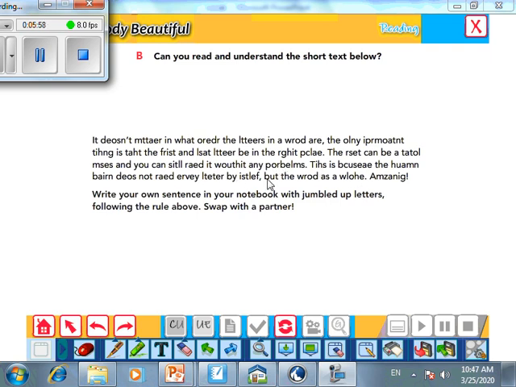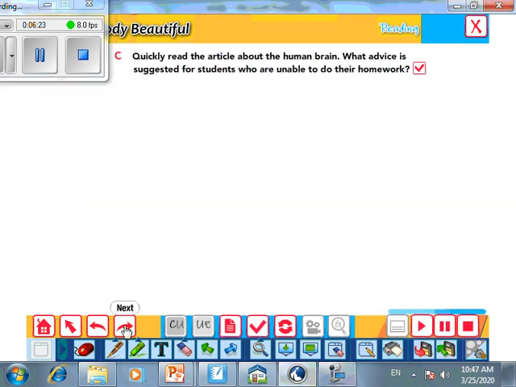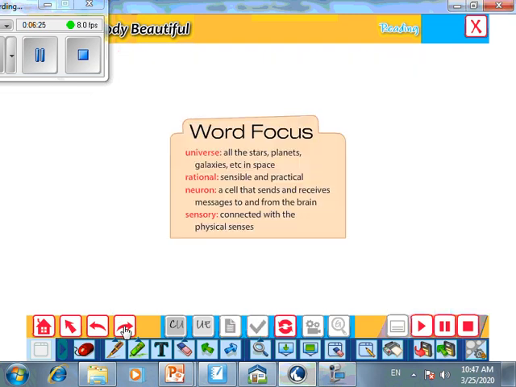This is because the human brain doesn't read every letter by itself, but the word as a whole. Amazing! Write your own sentence in your notebook with jumbled up letters following the rule above. Swap with a partner. Try to read this sentence again, guys, with the scrambled or jumbled letters. And now let's move to the article and read it.